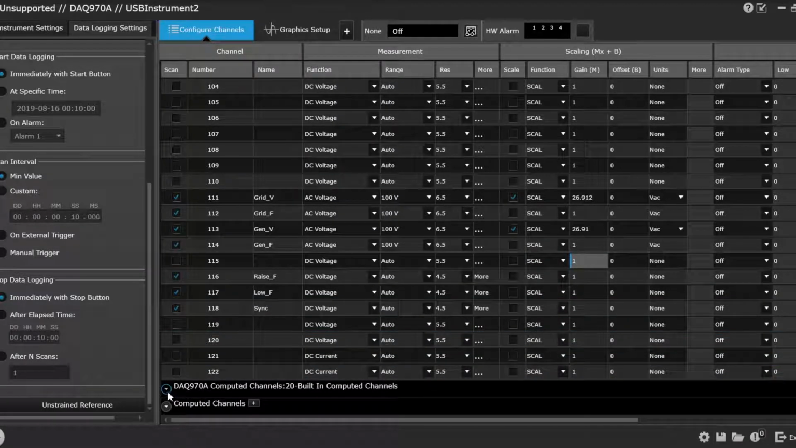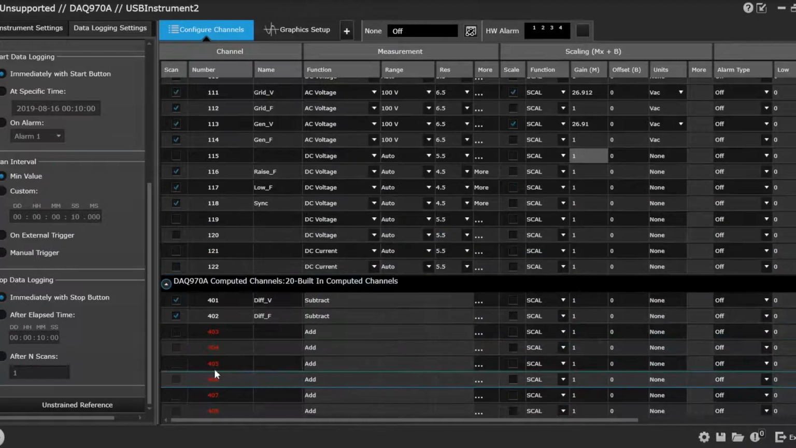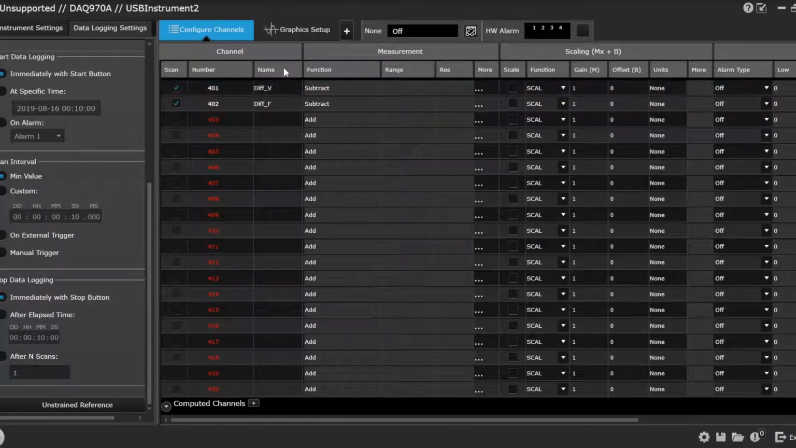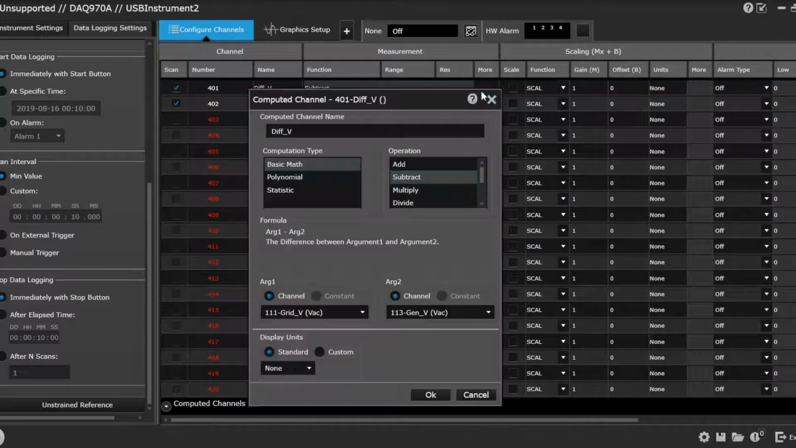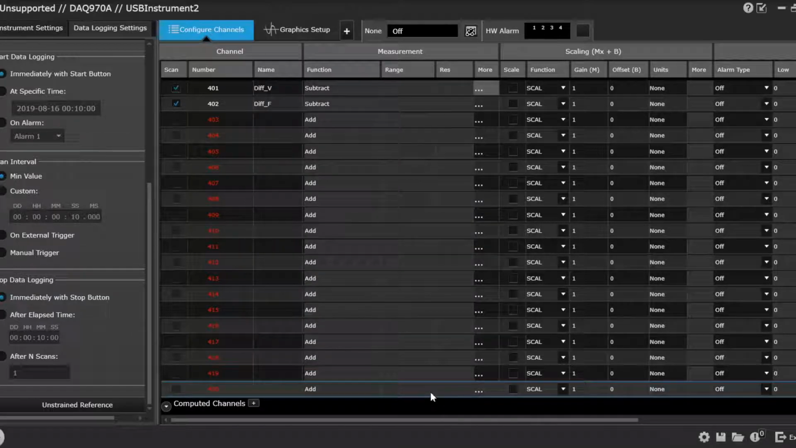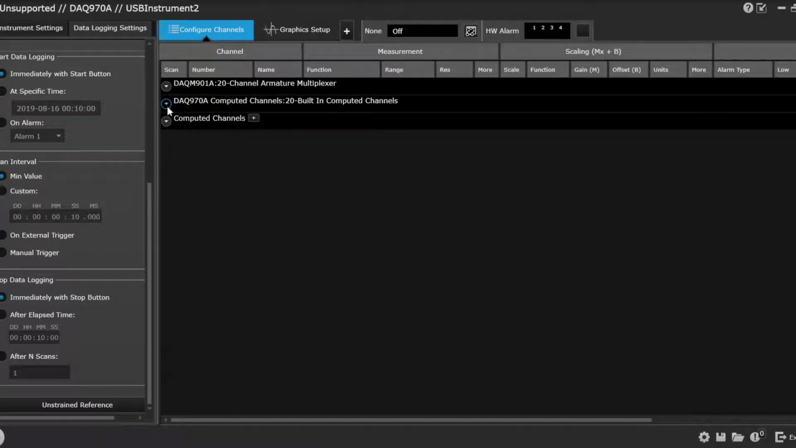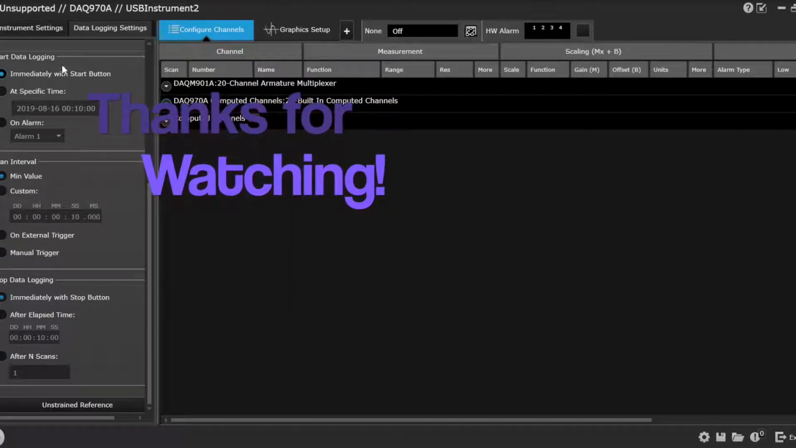And then for computed channels, I've just got the 2 that matter to me, which is the difference in the voltage and the difference in the frequency, which is merely a subtraction channel, grid minus generator voltage, and then the same for the frequency. And that is the test setup for the BenchVue software.